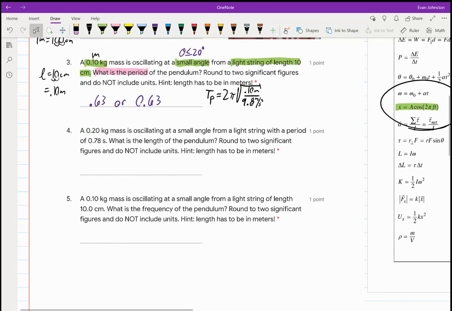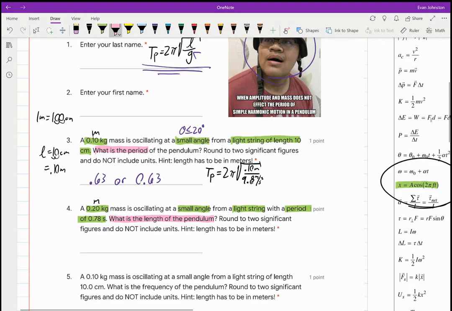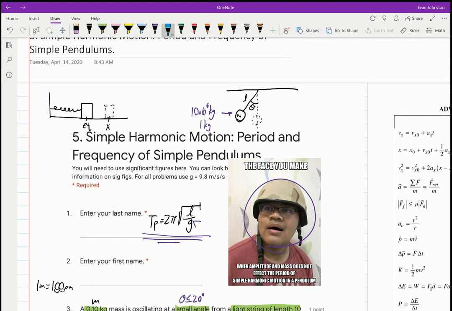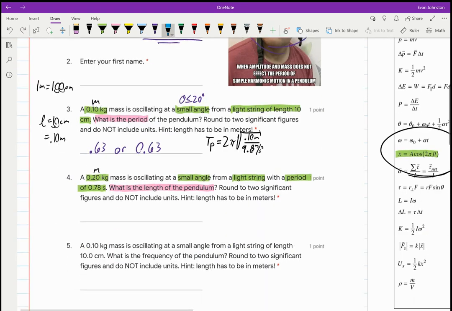So our second one here, we have a 2 kilogram mass. So we know the mass, M, and it's oscillating again, small angle. That's kind of important. Light string, so it's not going to affect the period. All the mass is in this 2 kilograms. And they tell us now the period is 0.78 seconds. What is the length? So now it's asking not how long does it take to do a full loop and back. We know the time to go from here to here. How long is this thing? That's really what we're asked for.